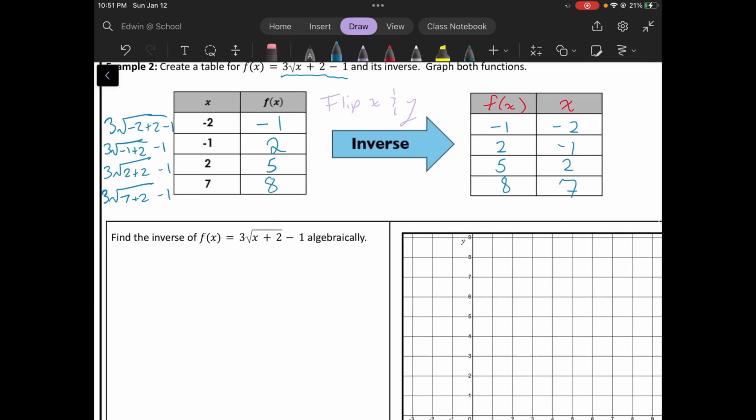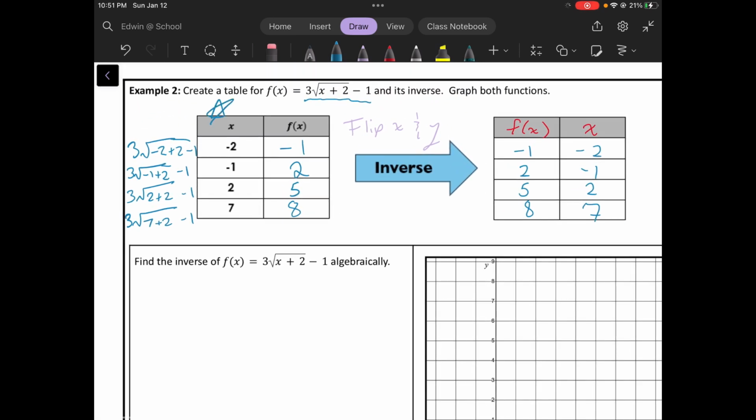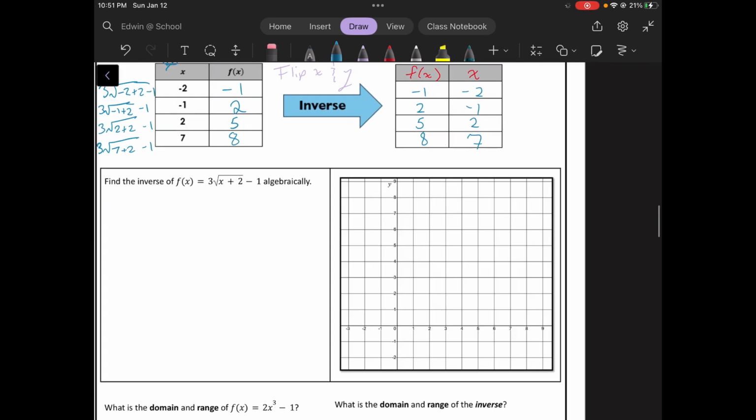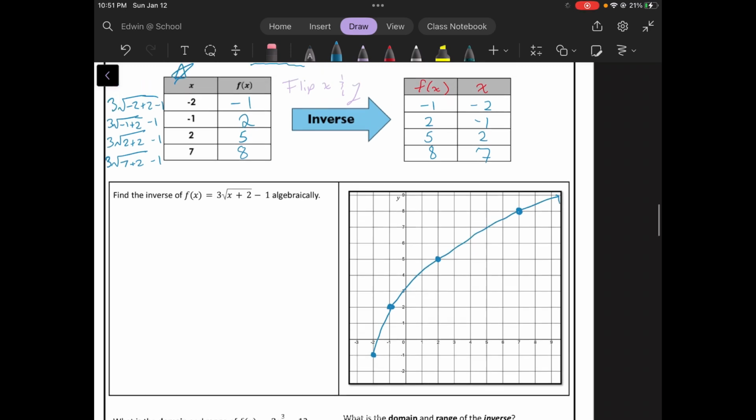All that's left to do now is graph them. I'm going to graph the main function in blue. So we're going to have negative 2 comma negative 1, which starts down here, then negative 1 comma 2, then 2 comma 5, and then 7 comma 8. So we get a big function that grows like this.